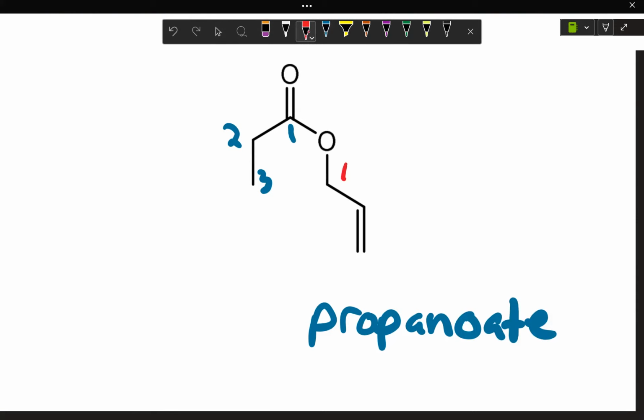For the chain coming off of the oxygen part of the ester, we first number it as if it's its own chain. 1, 2, 3. That's prop. We have an alkene on carbon 2, so propene. And then the way we name whatever group comes off of the oxygen is we treat it just as a substituent, so yl. So prop-2-enyl propanoate. That's how you name esters.